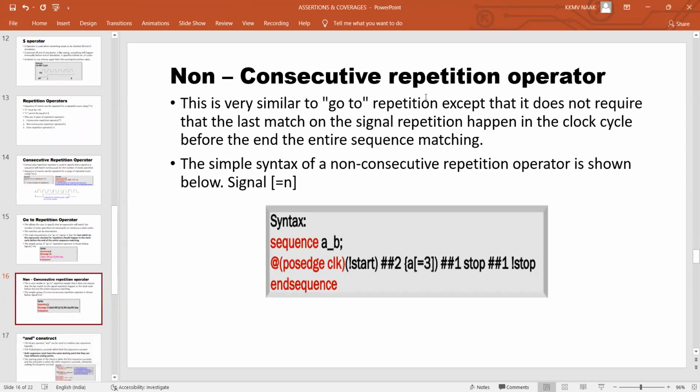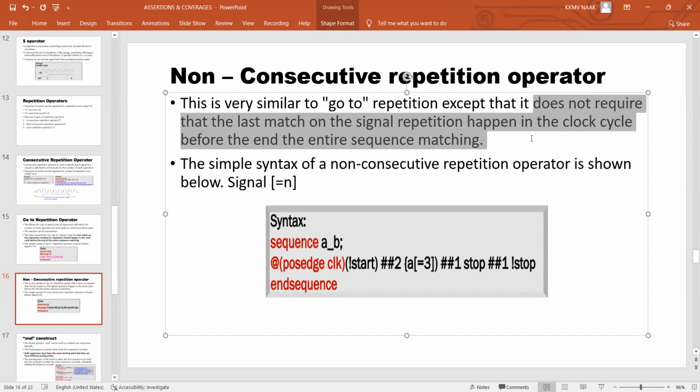And the non-consecutive repetition operator is also similar to go to, except that it does not require the last match condition. Make this one bold.